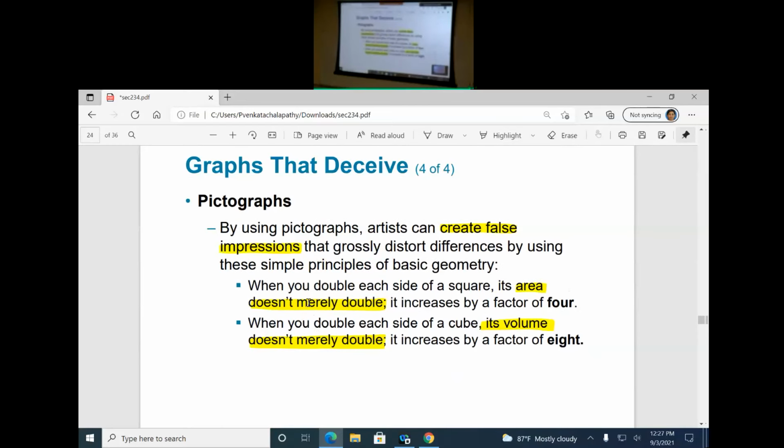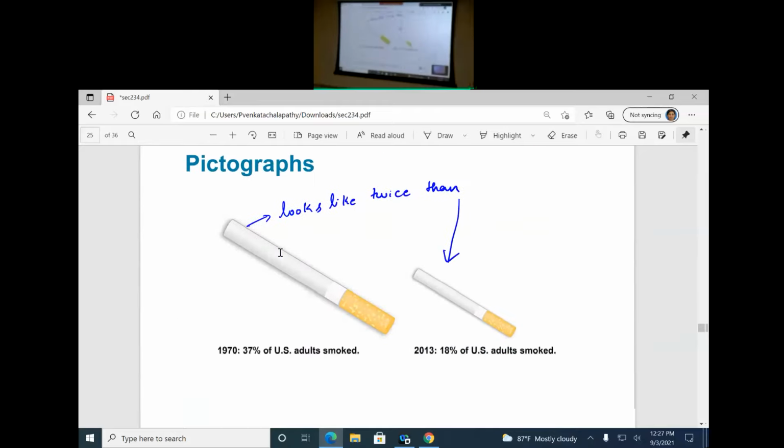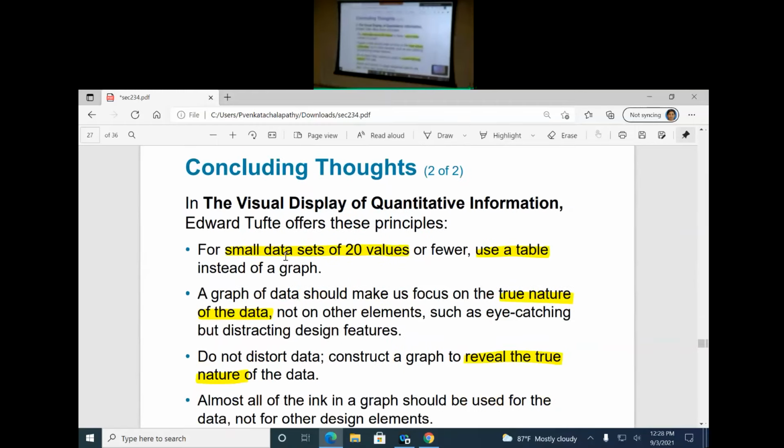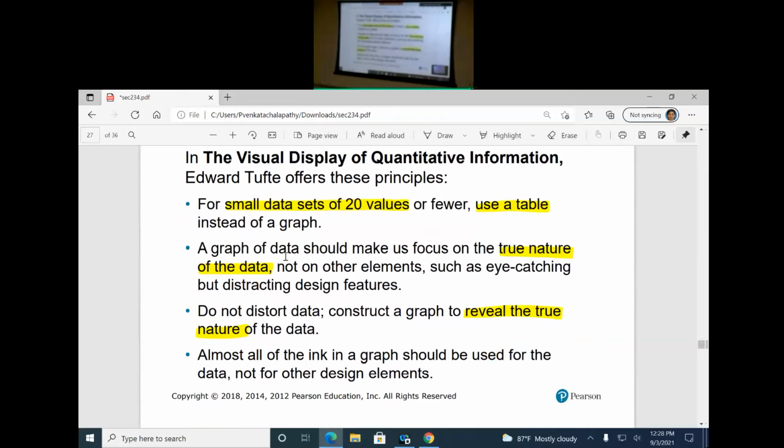So these are the other examples of misleading conclusions, and that is pictographs. It will create false impressions because you are drawing it. Okay, this is the conclusion, and this is like a summary. If you have a data set of less than 20 values, then it is always better to use a table instead of a graph. Now, one more point.